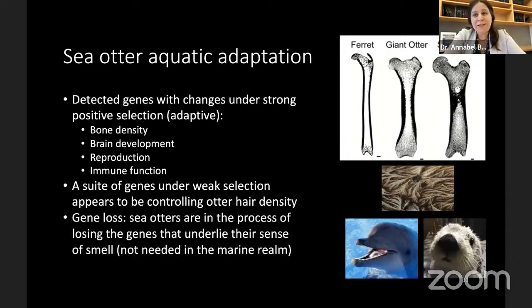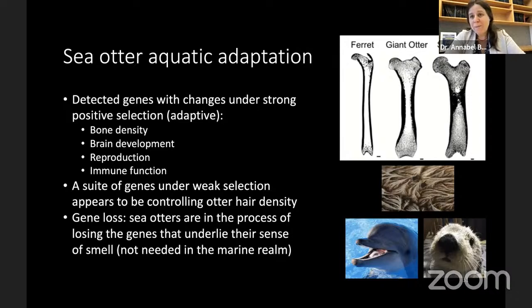Finally, we also were interested in what sea otters were losing as they went to the marine realm, not just what they were gaining. And we know from other marine mammals like dolphins that the sense of smell is not very important underwater. Dolphins have lost almost all their genes related to the ability to smell, and they have almost no sense of smell. And we thought, well, sea otters are pretty new to this whole marine mammal life. Have they lost any of their scent genes?